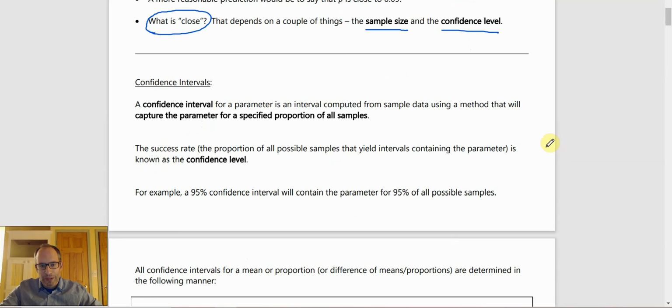So what's a confidence interval? It's an interval that you can compute based on sample data, and it uses a method that would capture the actual population parameter for a specified proportion of all samples. And that specified proportion part, that success rate, that's your confidence level. So a 95% confidence interval is going to capture the parameter in 95% of all possible samples. A 90% confidence interval is going to capture the parameter in 90% of all possible samples.